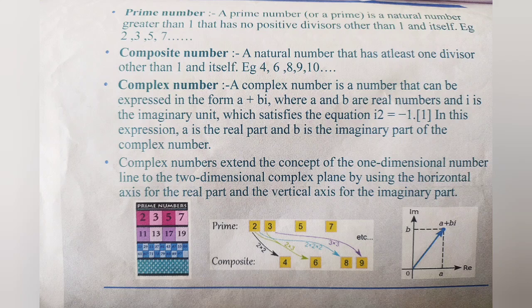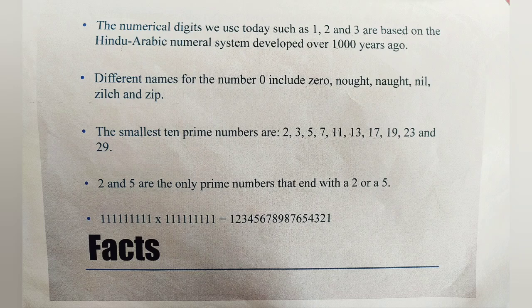Now come to the categories of natural numbers. First, there are prime numbers, numbers that have no positive divisor other than 1 or itself, and a natural number that has a divisor other than 1 or itself is a composite number. After that, there is a complex number that can be expressed in the form of a plus iota b, where a is the real part and b is the imaginary part.